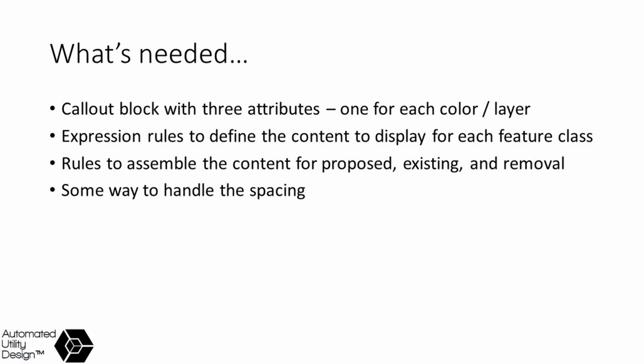There are 4 elements to the solution to this problem. First, we'll need a callout block with 3 attributes, 1 for proposed, 1 for existing, and 1 for removal. The colors will be assigned to the attributes. Next, we need an expression rule to define the content to display for each feature class, a rule for the transformers, a rule for the capacitors, and so forth. If you've already created your callouts, you may already have defined these expression rules. Third, we need 3 rules that will assemble the content for the proposed items, for the existing items, and for the removal items. And finally, the most tricky part is we need to figure out a way to handle the spacing. And I'll touch on this a lot more as we go on.